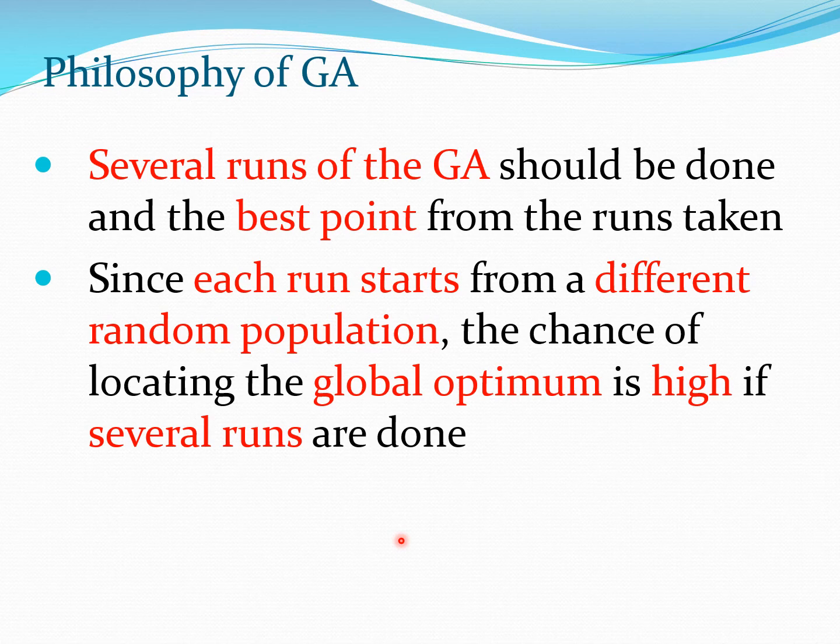Now, one thing which you see by reading the different papers is that people typically run the genetic algorithm several times and then they take the best solution from the runs taken. I have seen people sometimes running it 10 times, sometimes 20 times, some people even run it as much as 50 times. One of the advantages of this approach is that each run starts from a different random population, and therefore the probability of locating the global minimum becomes more if several runs are done. So this process is probably better than using a very large starting population. It is better to use a smaller starting population of something like 30 to 40 and perform several runs of the GA in most practical situations.